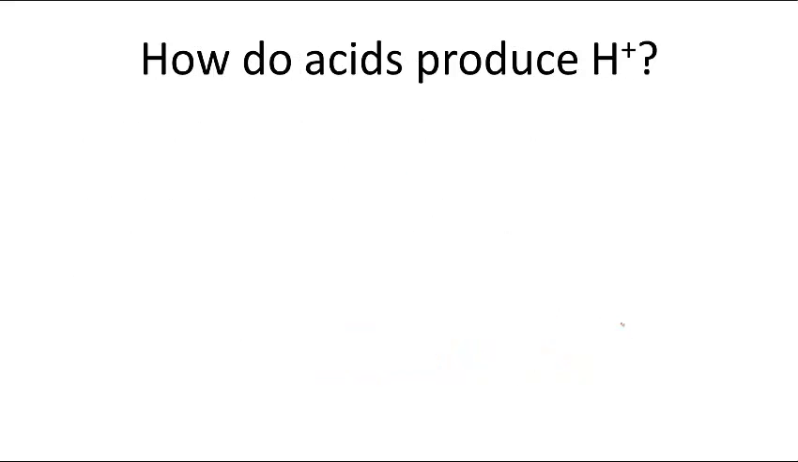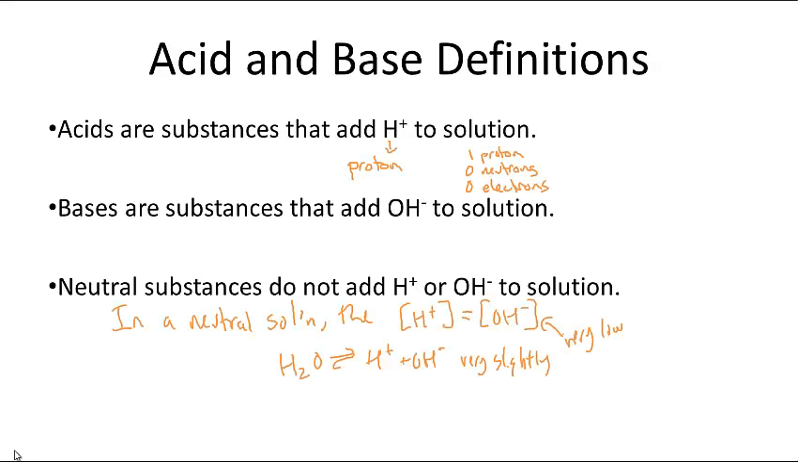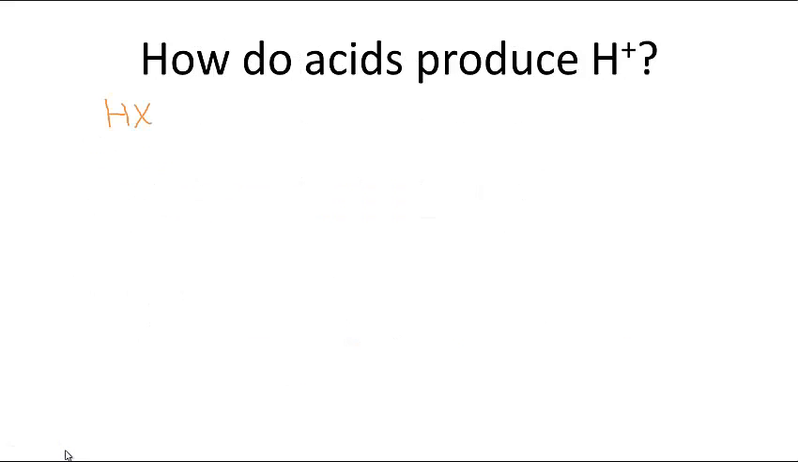So how do acids produce H plus? Well, let's think of a generic acid called HX. You can generally recognize acids: if you're looking at a chemical formula, acids generally start with H. So HX in water breaks up into H plus and X minus.